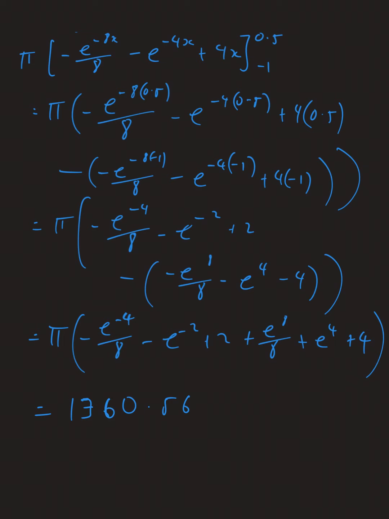So that's it. It's just a matter of squaring y and then integrating it between the 2 points you're given, times pi. And that's all there is to it.